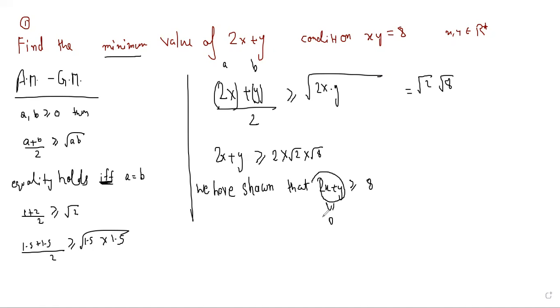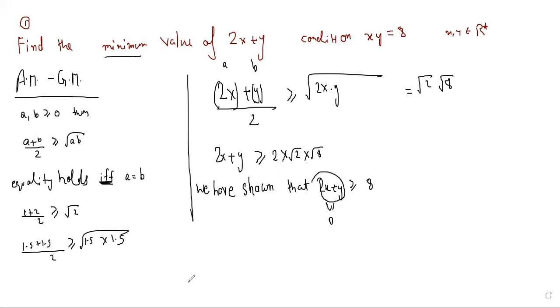Think. Minimum, so what does minimum mean? As you said, least. So least means that there should be some x and y for which it actually becomes 0 or actually becomes 8. You see, that is the thing.